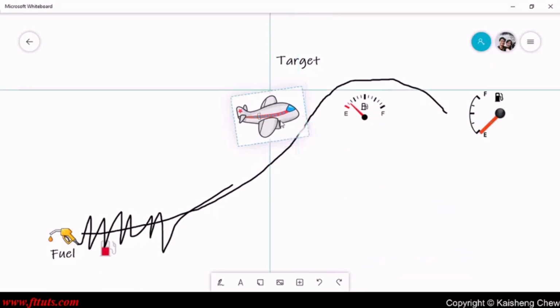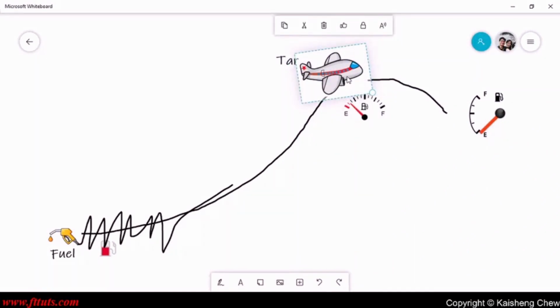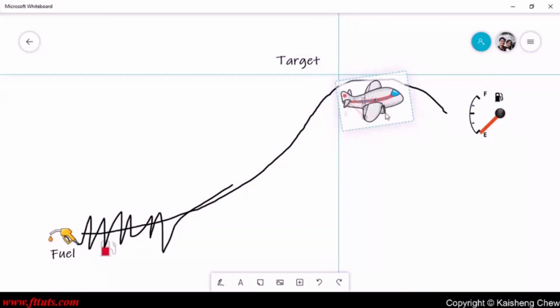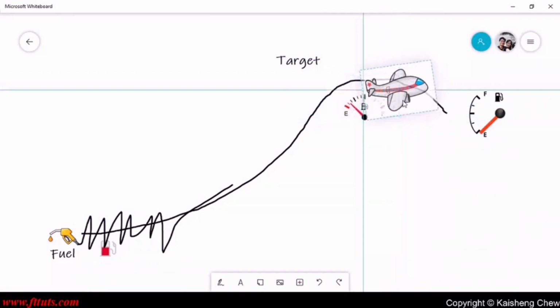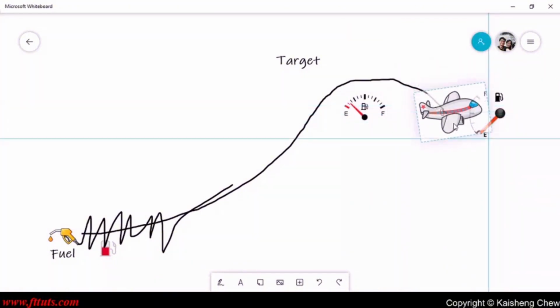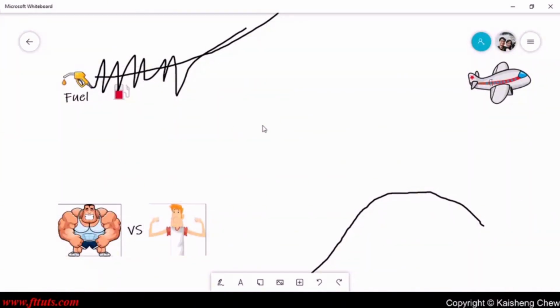So when the fuel is getting lower inside the tanks, what will happen? They cannot fly up high anymore, so they're ranging around this area until there's no more fuel. Then the price drops again. The same concept applies over here.